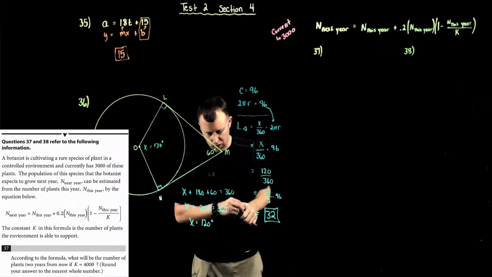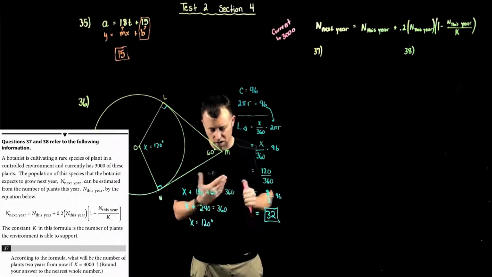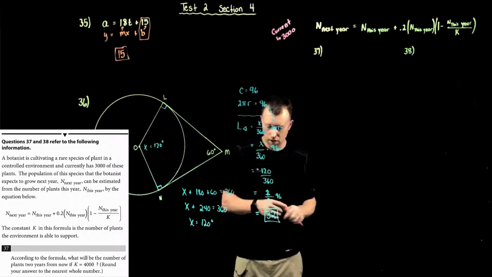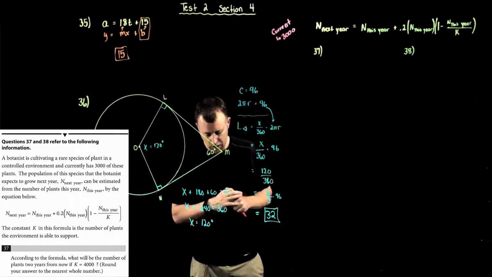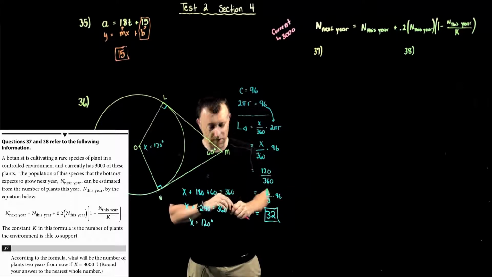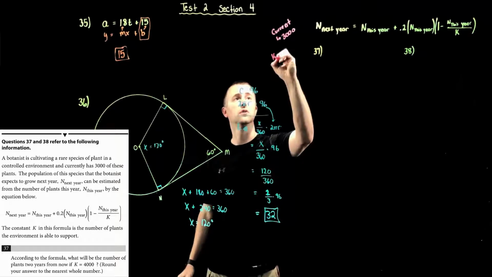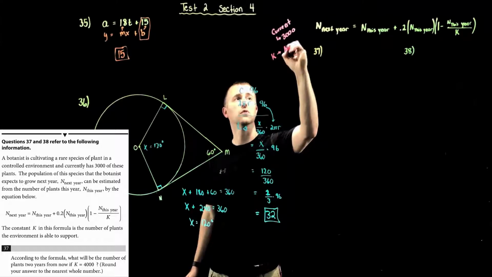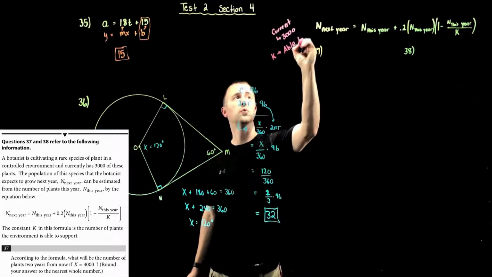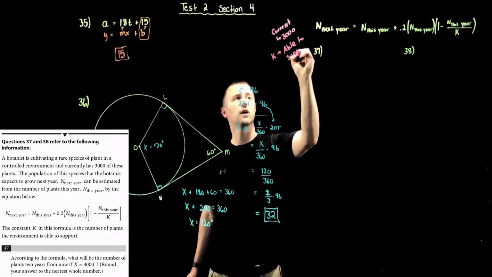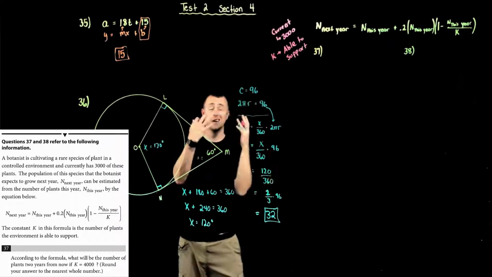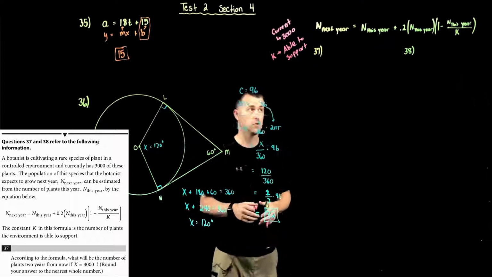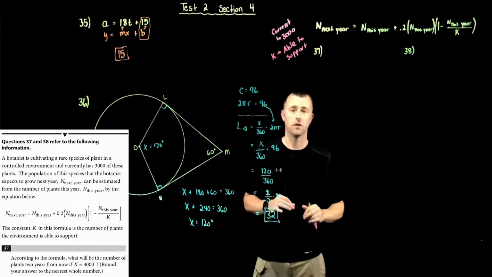The population of this species that the botanist expects to grow next year, which is N of next year, can be determined from this equation below. The constant K in this formula is the number of plants the environment is able to support. So I'll just say K is able to support. And again, this is all stuff you don't always obviously have to write down, but these are the things that you need to know. So you need to know the equation, and I bet you that 3,000 is going to be really useful because there's a lot of stuff we don't have right now that we're going to need to plug in.